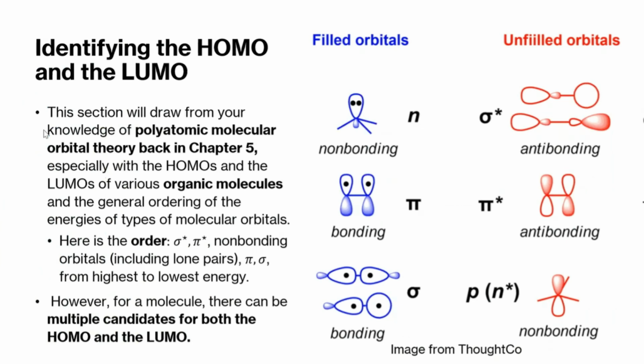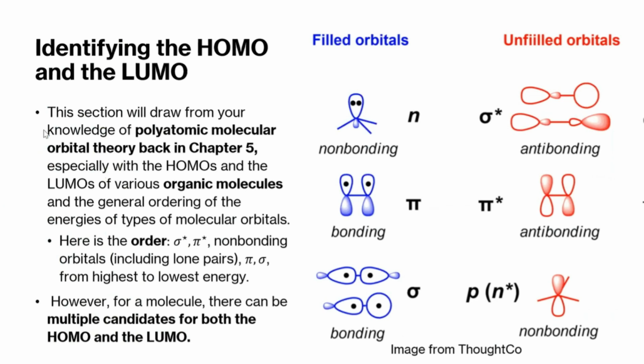So here's the order in the energies of molecular orbitals from highest energy to lowest energy. The highest energy will be sigma antibonding. One step lower will be pi antibonding. Then in the middle, there are non-bonding orbitals that include lone pairs. And then there will be pi bonding orbitals lower than that, and sigma bonding orbitals lower than that.